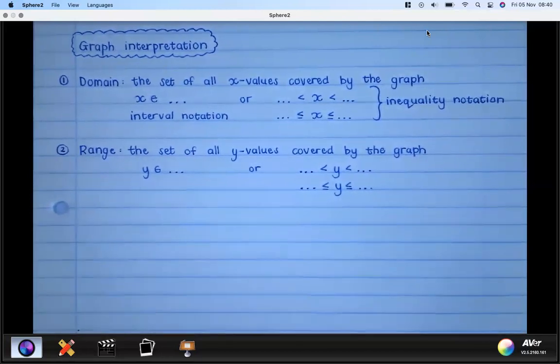Okay, so those are the first two things. And that's usually a 1-2 mark question in a test where they just ask you what is the domain of this graph and you have to state it. And that's normally 1 mark. If they're asking for the range, it would be 2 marks as well. 2 marks for domain and range.